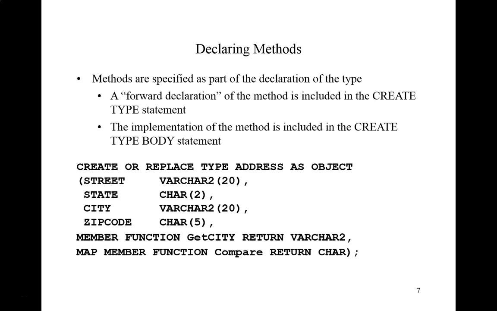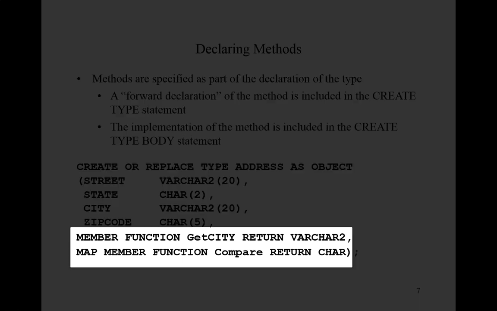Here's an example of creating an object type called address. We've looked at this in the previous video, but now what we're adding is a declaration of the methods. We'll have a member method, a function called getCity. The intention is to return a character string, which is the value of city for the current object. We'll have a map method. This is one of the comparison methods that we briefly mentioned.